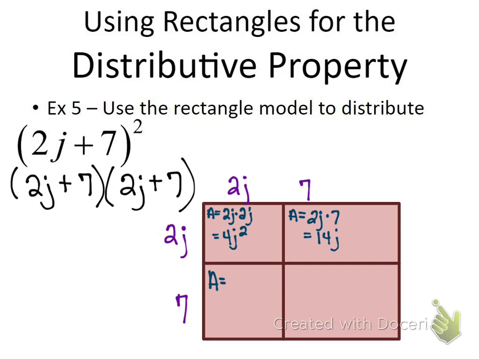The first one would be 7 times 2j, which equals 14j, and bottom right, 7 times 7 actually, equals 49. Okay.